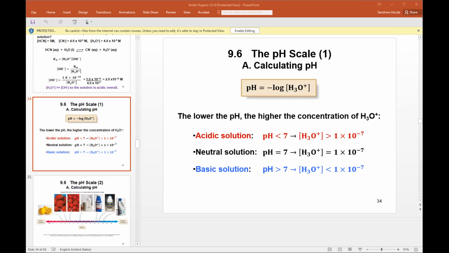And remember, if the concentration of H3O+ is small, then that means the concentration of OH- is large, right? So a basic solution would have a large amount of OH-. And an acidic solution would have a small amount of OH-, right? If the H3O+ is large, then the OH- is small. So you want to remember this by heart, right? This is the basic knowledge for classifying acidic and basic solutions.